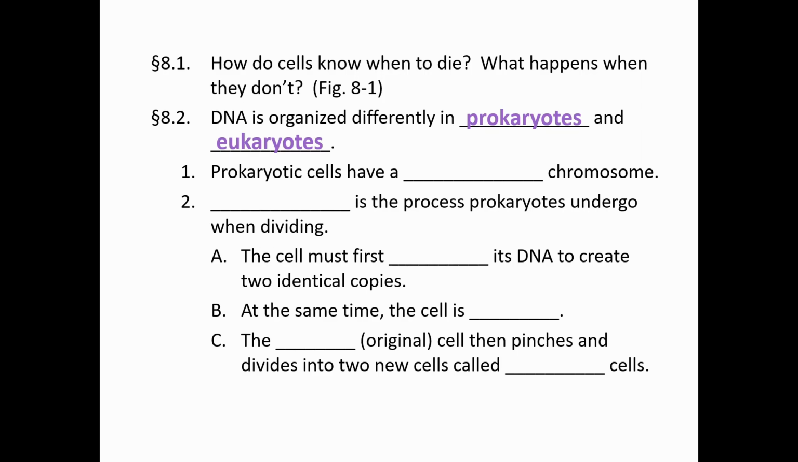Let's look at the prokaryotic cells first and how they organize their DNA into a single circular chromosome. When we have to go through division, we're going to replicate in a process known as binary fission. Binary fission is where we are going to copy all of the DNA into two identical copies, and we're also going to divide the cell into two. During this process, the cell is growing, and then that parent cell, also known as the original cell, is going to pinch into two new cells that we call daughter cells.